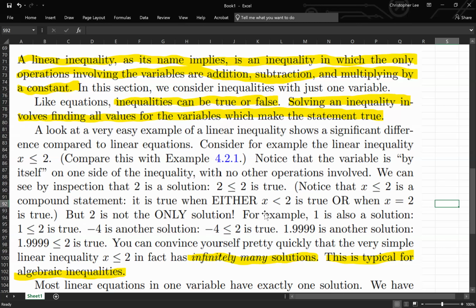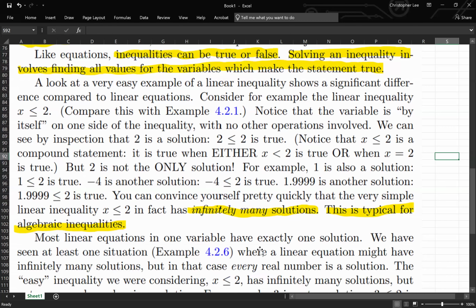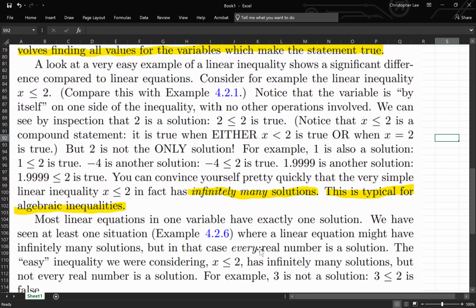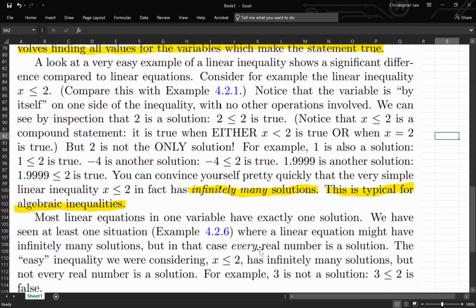For example, 1 is also a solution, because 1 is less than or equal to 2. That's true. -4 is another solution because -4 is less than or equal to 2 is true. 1.99999 is another solution, because 1.99999 is less than or equal to 2. That's true. So you can convince yourself pretty quickly that the very simple linear inequality x less than or equal to 2 has infinitely many solutions.